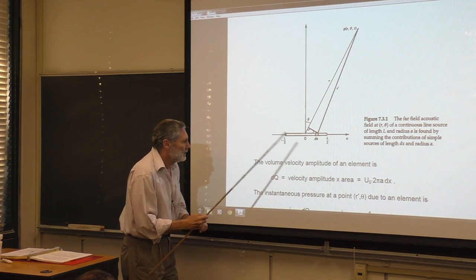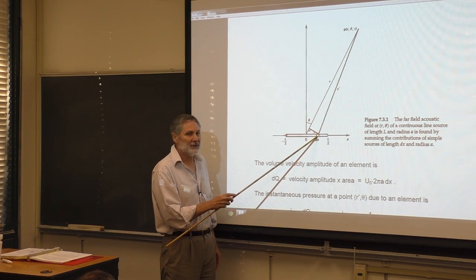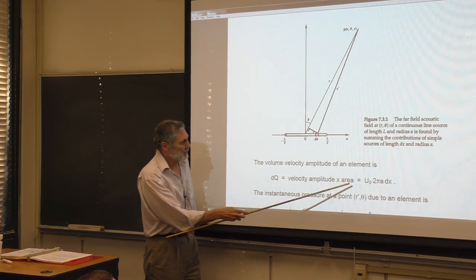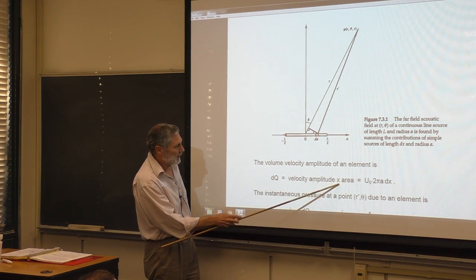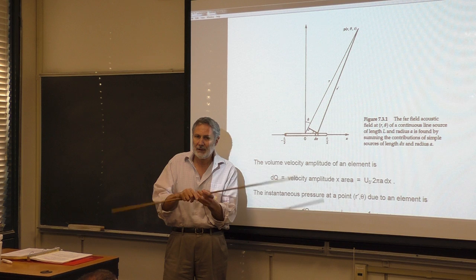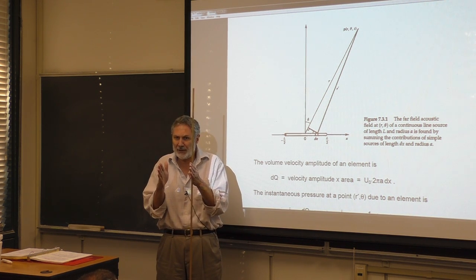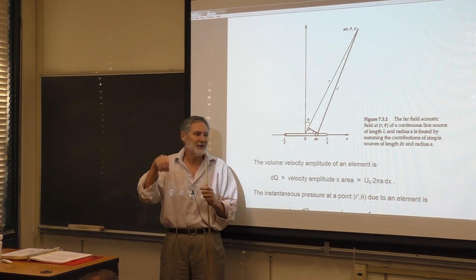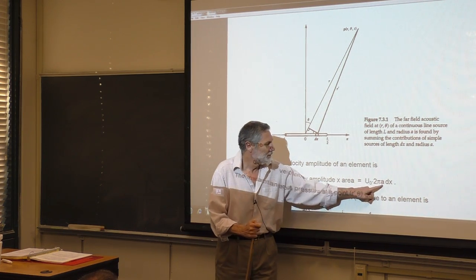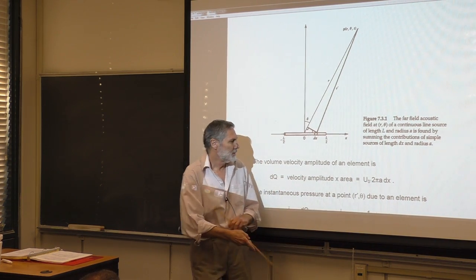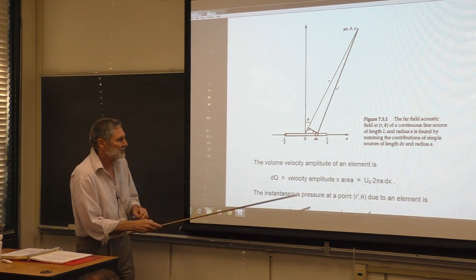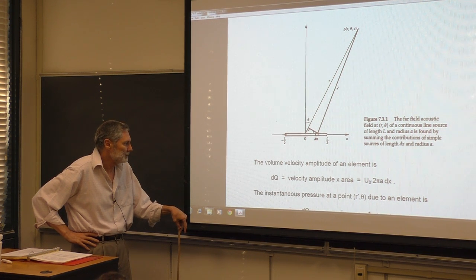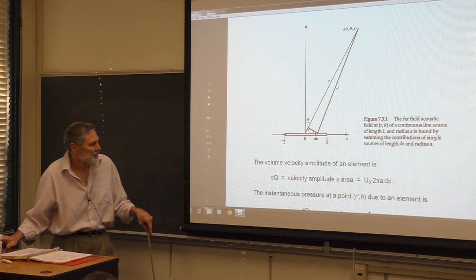So we're going to use the volume velocity. This little elemental source here has a volume velocity. It's the velocity amplitude, which we're calling, again, capital U naught, times the, I'm going to add moving in here. Remember, it's the moving area. The end caps aren't moving. We don't include that. It's the area that's moving that's generating the sound. So what's the area of this cylinder here? Well, it's just the circumference times the length of the cylinder. So that's our elemental source strength, or volume velocity amplitude, dq.